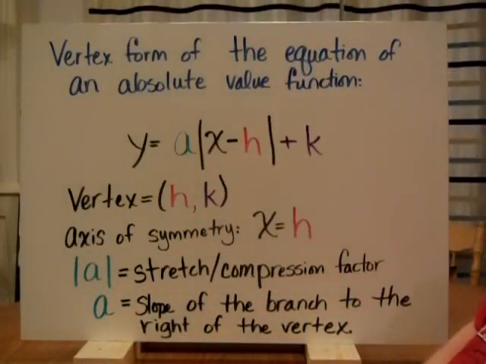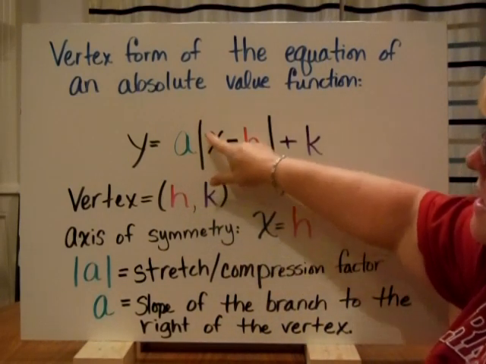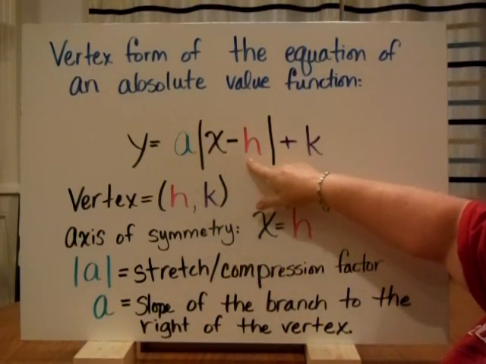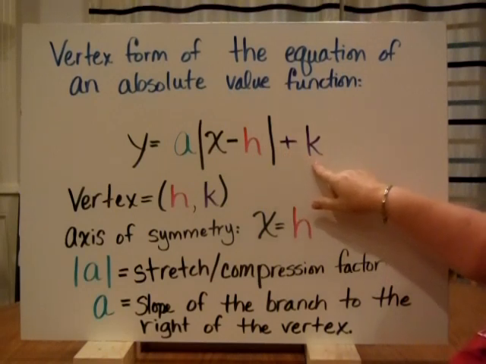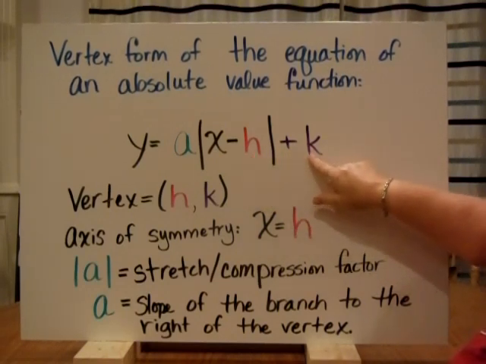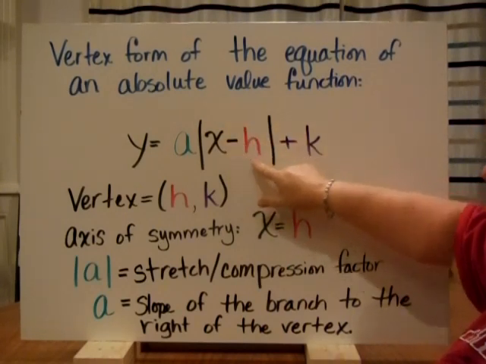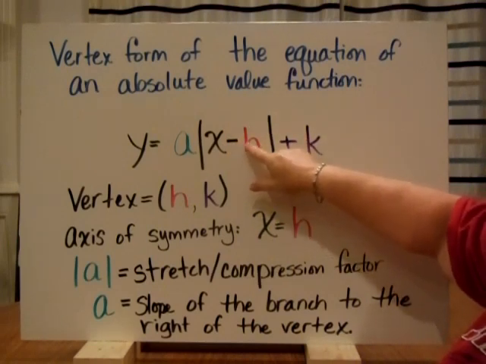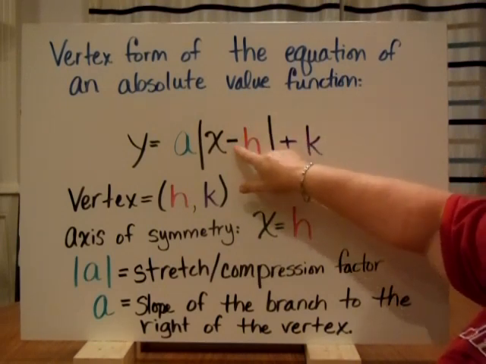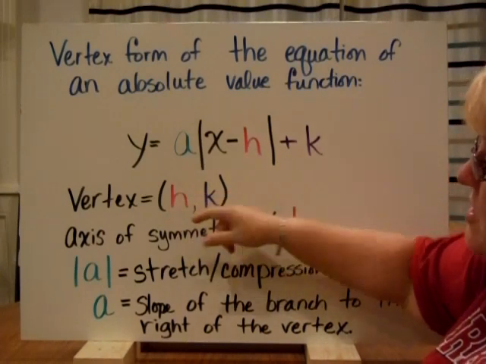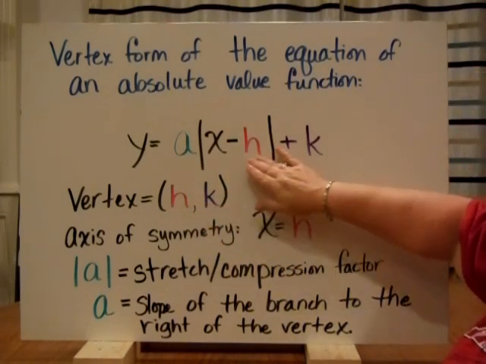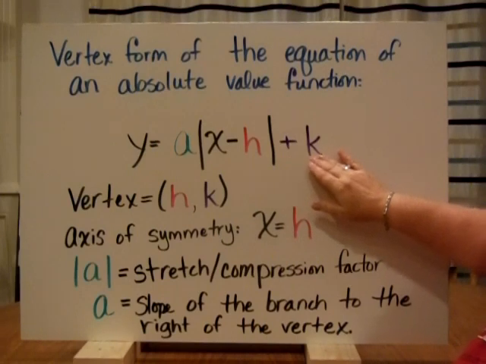The vertex form of the equation for an absolute value function is y equals a times the absolute value of x minus h, plus k. Your vertex is h, k. Notice that the minus is part of your formula. So whatever this is, you would take the opposite. So if this was a plus 2, then this would be a minus 2. So your vertex is your h and your k.